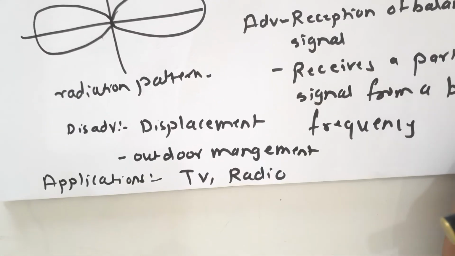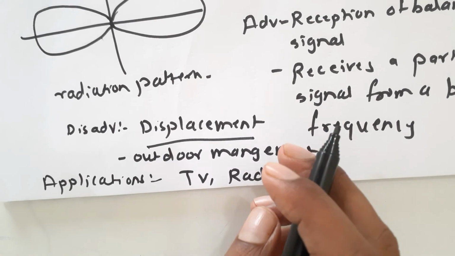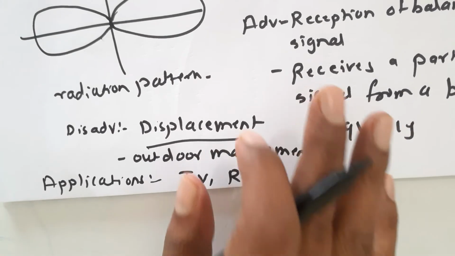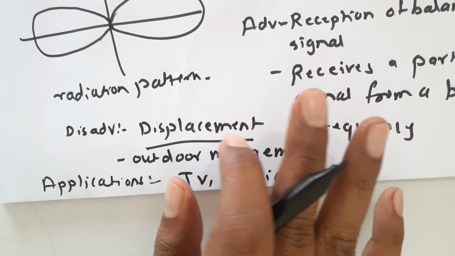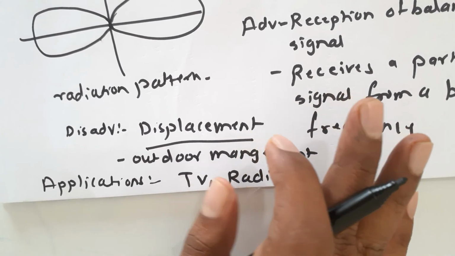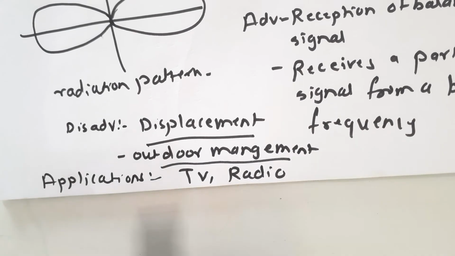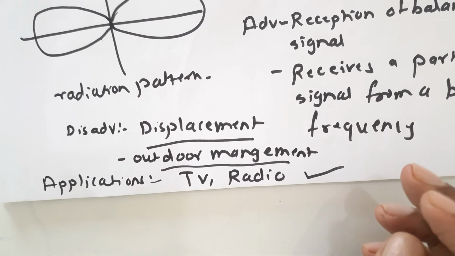So what is the disadvantage? The disadvantage is the displacement, meaning we have to mount this antenna on a particular surface, and that surface will cause some disturbance of signals. Also, outdoor management is needed. And the applications are TV and radio signals.